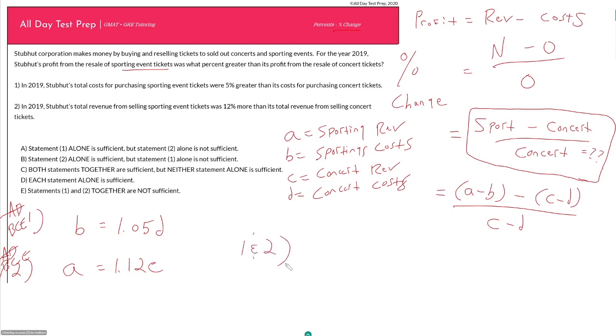Now, statements 1 and 2 together. So these are the two things I know. If I want to cut down the number of variables I have, I will plug in this 1.05D for my B and this 1.12C for my A, which leaves me with what? A minus B becomes 1.12C minus 1.05D. And I want to keep my C and my D here because I want everything in terms of C and D. That is the fewest variables possible.